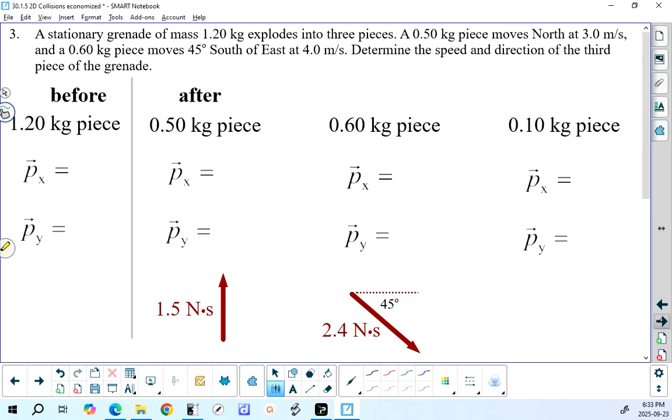And by the way, that tells us that the momentum before is 0 because the grenade is not moving. What that tells us is the x component of the entire system before is 0, and the y component of the entire system before is 0. There's no momentum before.